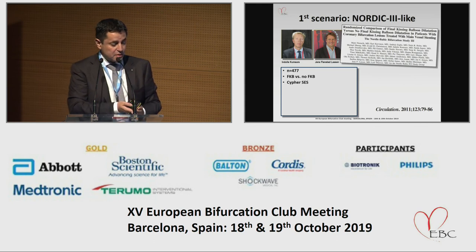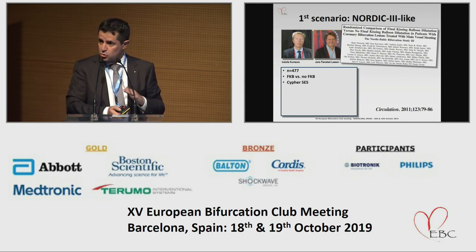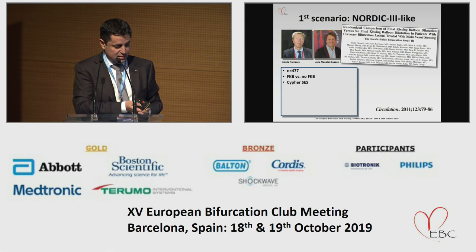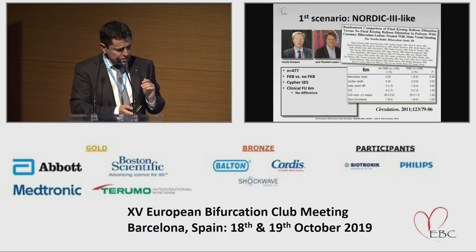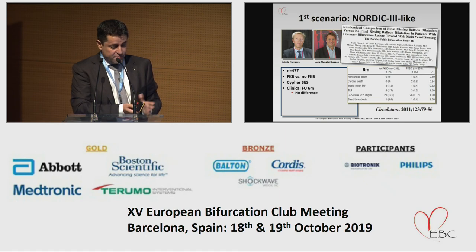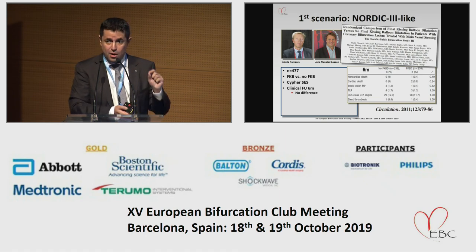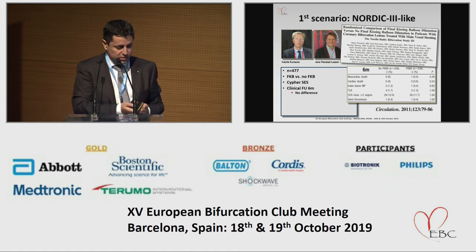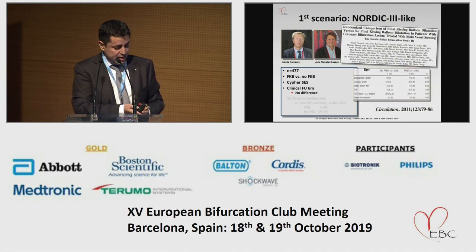As you know, it compared final kissing balloon versus no final kissing balloon in provisional stenting. It was using the Cipher sirolimus-eluting stent, and they found no clinical difference. Notice how low the event rate was in both groups.